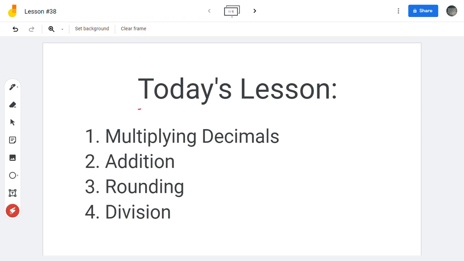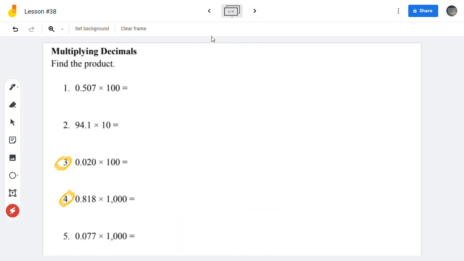Hello fifth graders, today we're going to go over how to multiply decimals, how to add, how to round, and how to divide. So for the first section, we're going to go over how to multiply decimals, and we're going to be finding the product for number 3 and number 4. Number 3 is 0.020 times 100 equals blank.